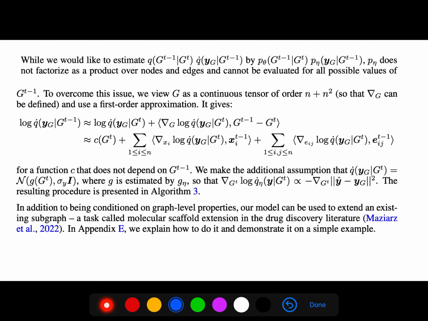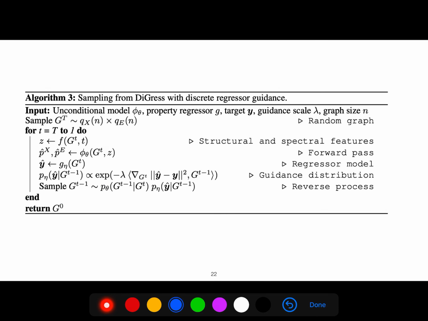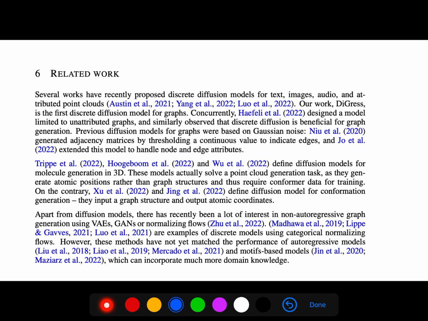And they talk about conditional generation. So they use this sampling from DiGress Algorithm 3 with discrete regressor guidance. It has a guidance. So everything is the same. They just multiply this by this guidance distribution that they approximated as an exponential distribution, e to the minus lambda. And their work is related to many things.